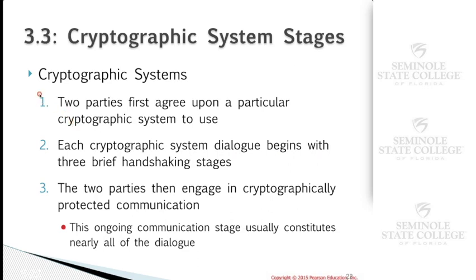The way we do that is we have both parties negotiate with each other about what they are going to use. We'll see that in a diagram in a few seconds. That's why each cryptographic system begins with 3 brief handshake stages, and we'll see more and more of this as we go along. The two parties then engage in cryptographically protected communication, because now they know exactly how to talk to each other in a safe manner.